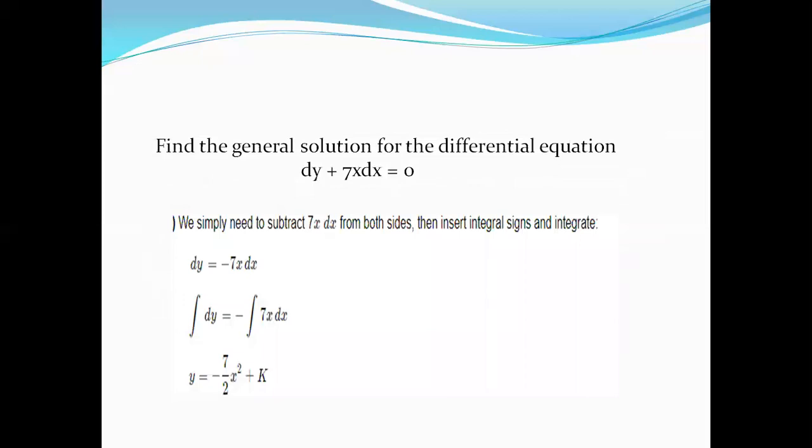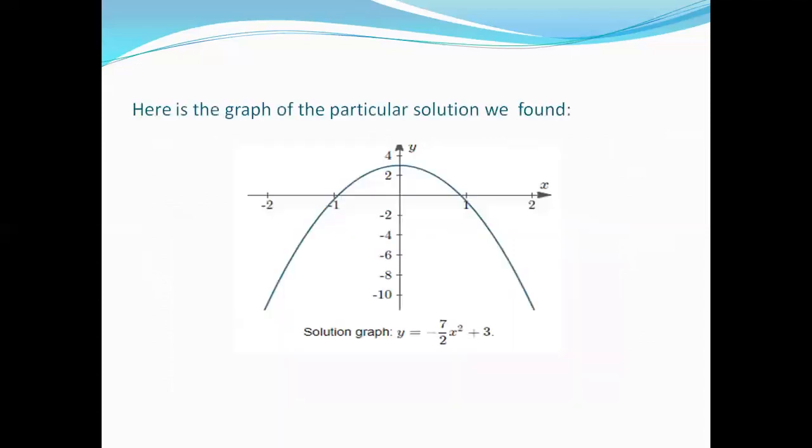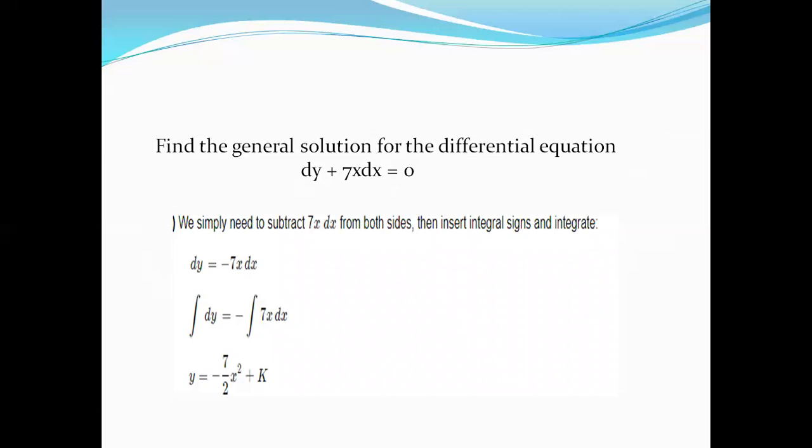Now some examples of differential equations. Find the general solution for the differential equation. अभी हमें एक differential equation का general solution find करना है. The equation is dy plus 7x dx is equal to 0. So first we simplify. Need to subtract 7x dx from both sides. Then insert integral sign and integrate. तो देखिए, dy is equal to minus 7x dx. Now integrating both sides, the integration of dy is equal to minus integration of 7x dx. So the answer is minus 7x square by 2 plus k.